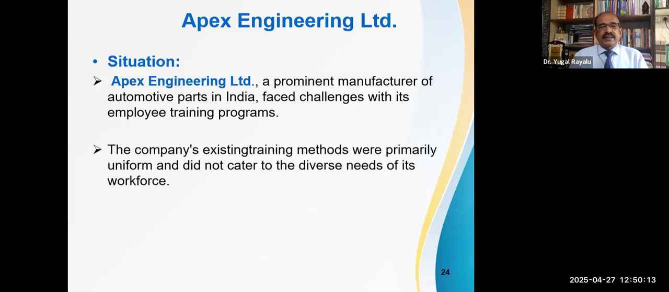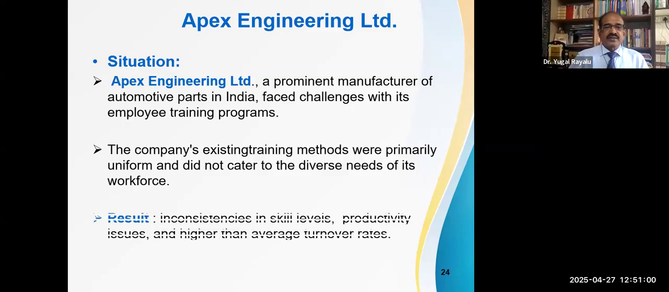What are the challenges? The company's existing training methods were primarily uniform and did not cater to the diverse needs of its workforce. Try to understand. Workforce is in Pune, Chennai, Hyderabad. So there is no uniformity of the people. But the company had a uniform training system. I don't say that it was fault of the company. No. Any company will have uniformity. Absolutely no problem. It's not the fault of the company. They had a uniform policy of training. But the challenge is the trainees were not uniform demographically. That was one challenge.